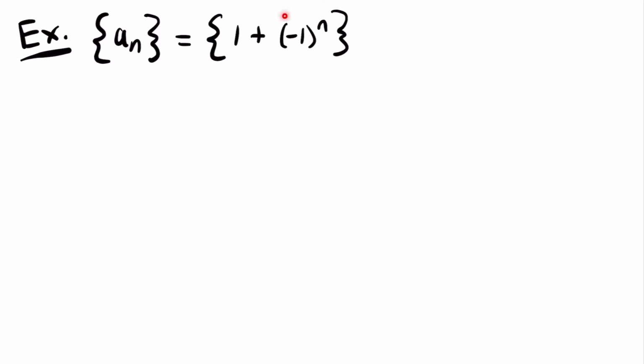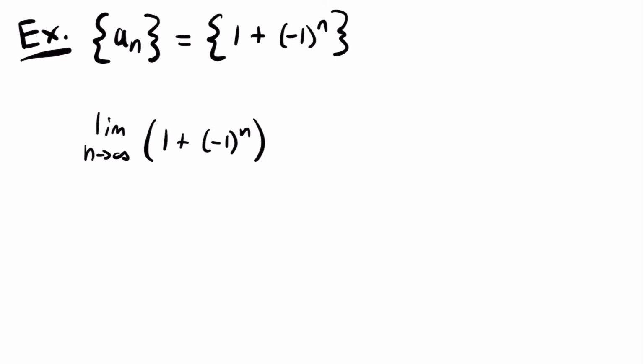All right, so here's our next sequence. We have a sub n is equal to 1 plus -1 to the power of n. And so if we want to determine the convergence of the sequence to see if it converges or diverges, we need to take the limit as n approaches infinity for this sequence. So we'll have the limit as n approaches infinity of 1 plus -1 to the power of n.